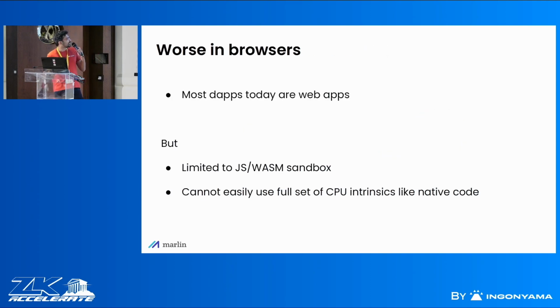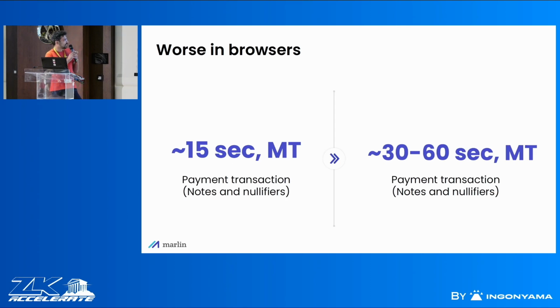The problem is that it's way worse in browsers, which is where I use most of my dApps today, right? Because you're limited to the JS or WASM sandbox that you have over there. And what that means is you don't really get to use the full set of CPU instructions that you can probably use in native code. So the 15-second thing on my laptop suddenly jumped up to something around 30 to 60 seconds in my browser, right?